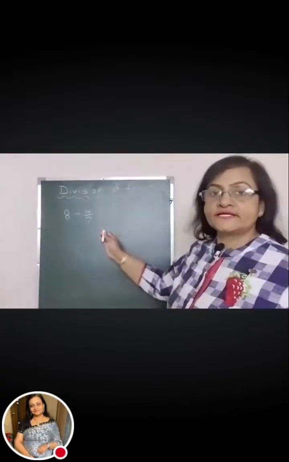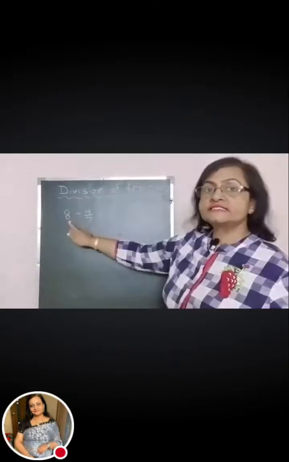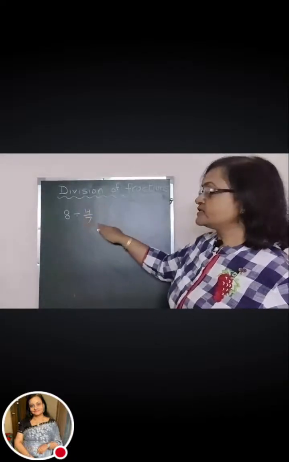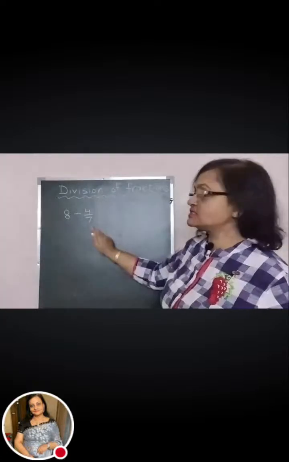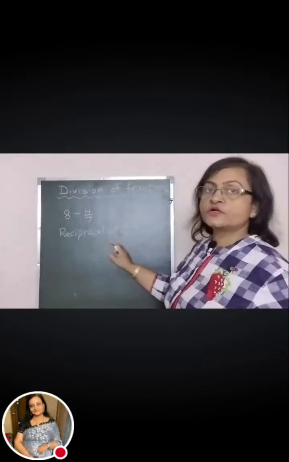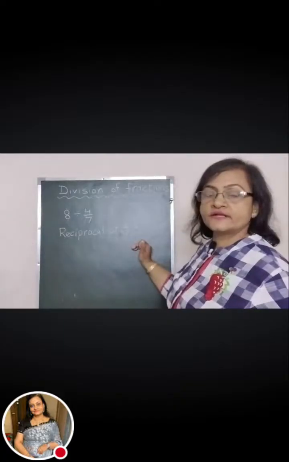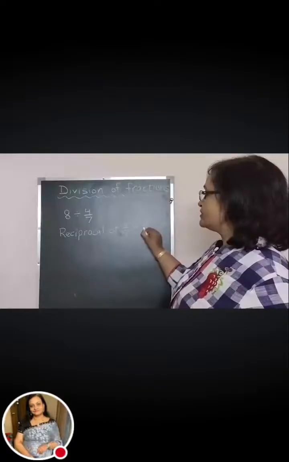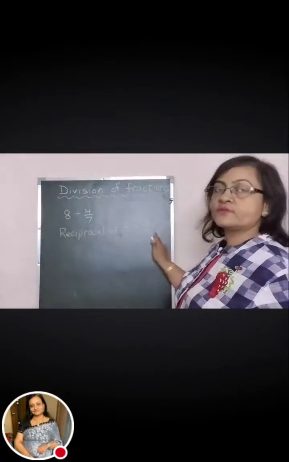Now let's take another example. 8 divided by 4 upon 7. Now here 8 is the dividend and 4 upon 7 is the divisor. And we will need to find the reciprocal of the divisor, which is 4 upon 7. Now to find the reciprocal of 4 upon 7, we will just interchange the numerator and denominator. That means 7 will become the numerator and 4 will become the denominator. So the reciprocal of 4 upon 7 is 7 upon 4.